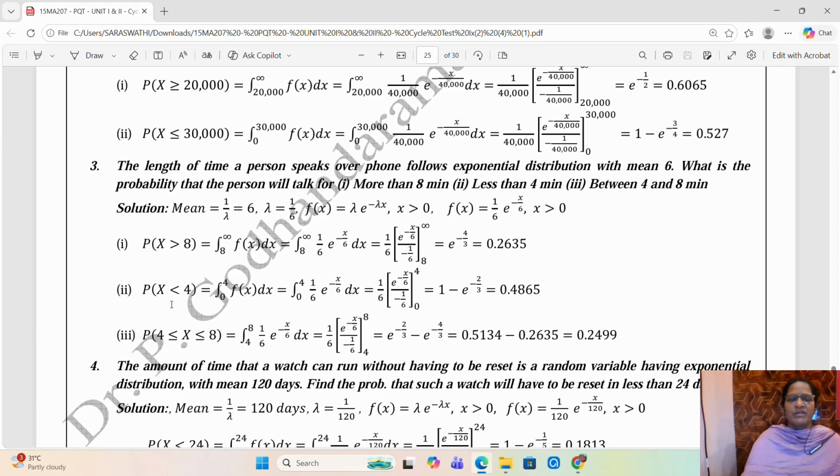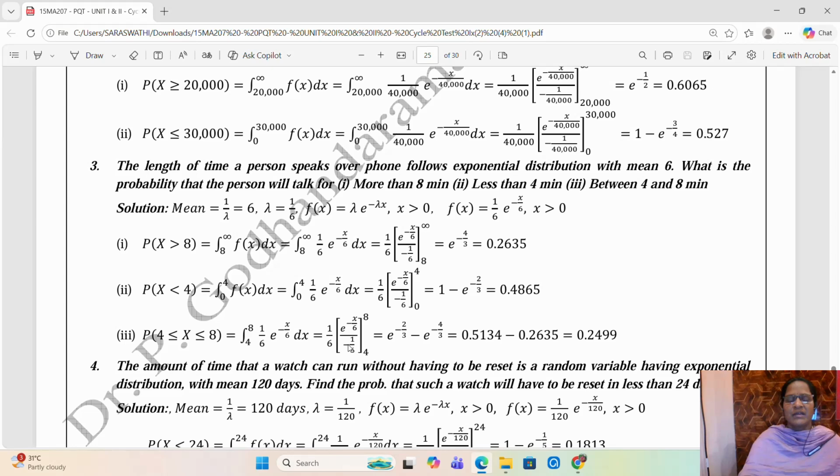And the third subdivision is P of between 4 and 8 minutes, so 4 less than x less than 8. For a continuous random variable, we can write either 4 less than x less than 8 or 4 less than or equal to x less than or equal to 8. So from 4 to 8, 1 by 6 into e power minus x by 6 into dx. So 1 by 6 into the integration of e power minus x by 6 by minus 1 by 6. After the 1 by 6 cancellation, we have minus of e power minus x at x equal to 8, so minus 8 by 6 is minus 4 by 3, minus the lower limit x equal to 4, minus 4 by 6 is minus 2 by 3.